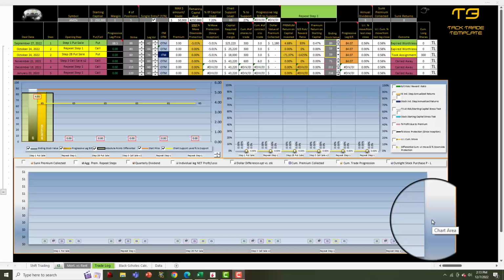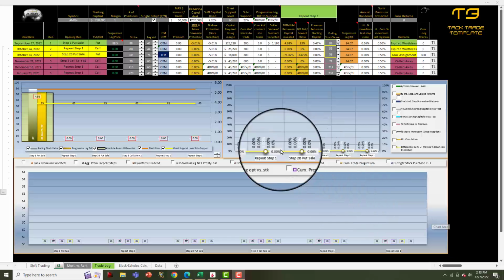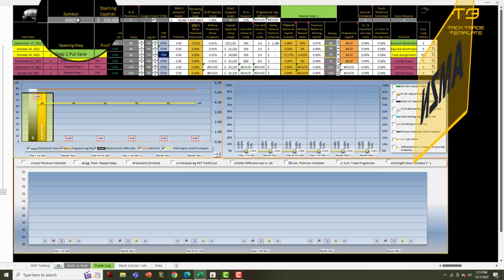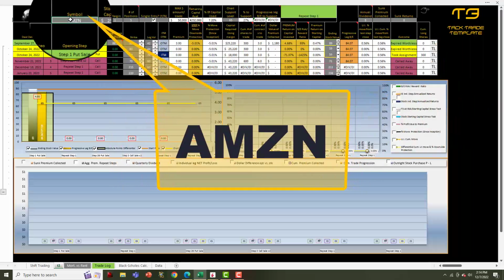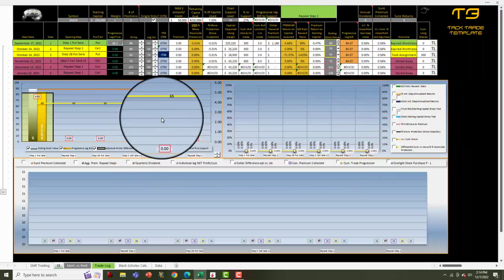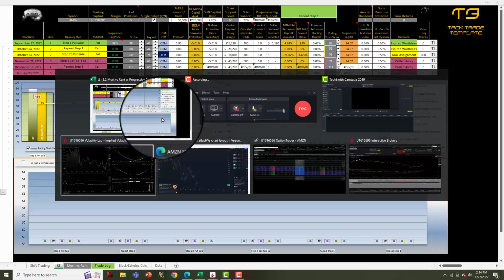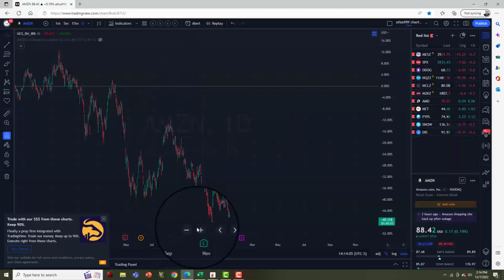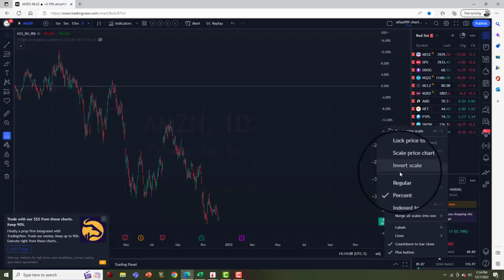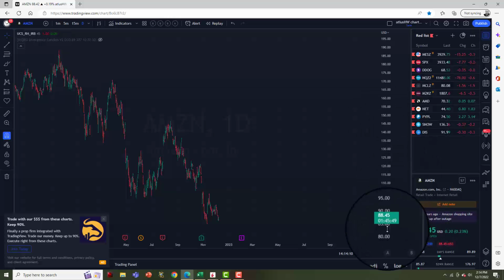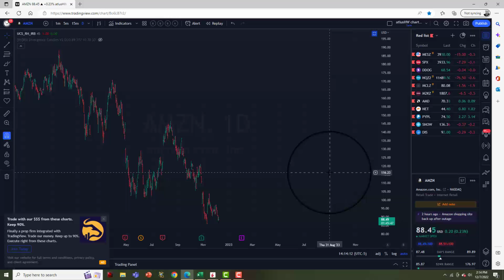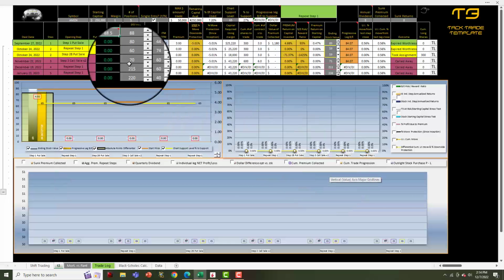Okay, so welcome to the T3 Tac Trade template. This is populated with Amazon, and the stock is currently trading right around here, starting price of 88.5. Let me just double check that. I'll look at the real-time price. Let me change the scale. It's currently trading at 88.45, so close enough, 88.5.